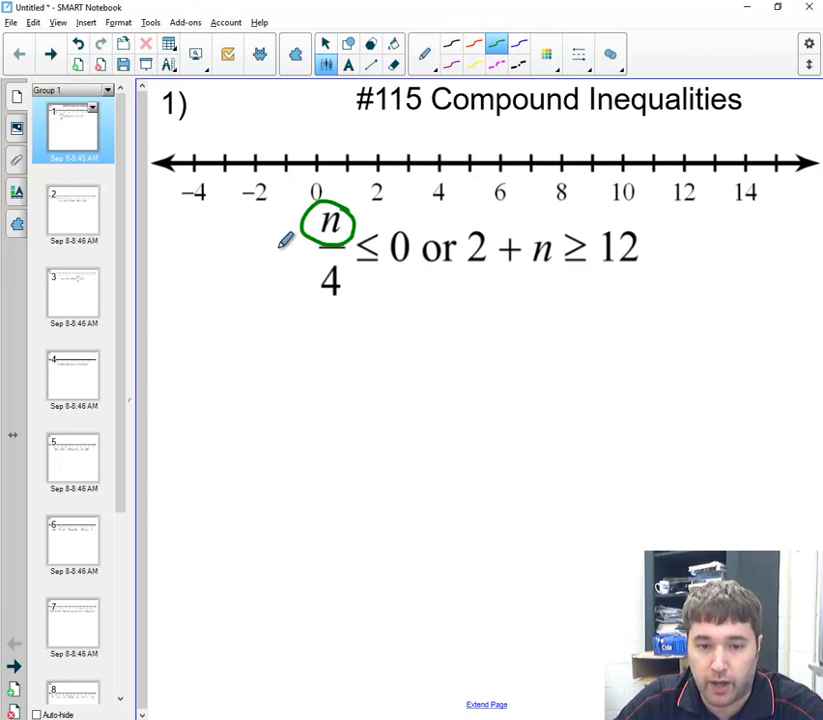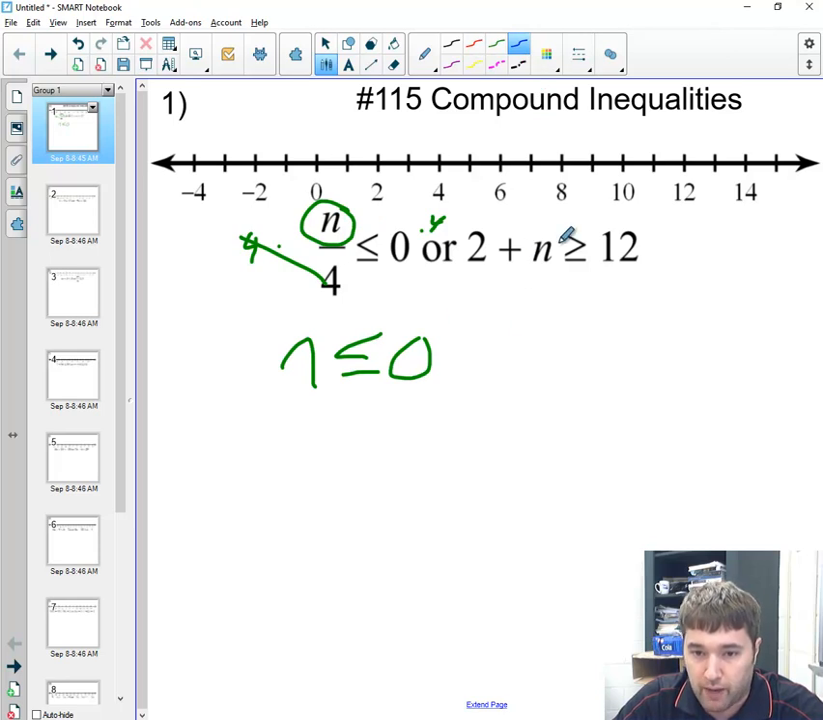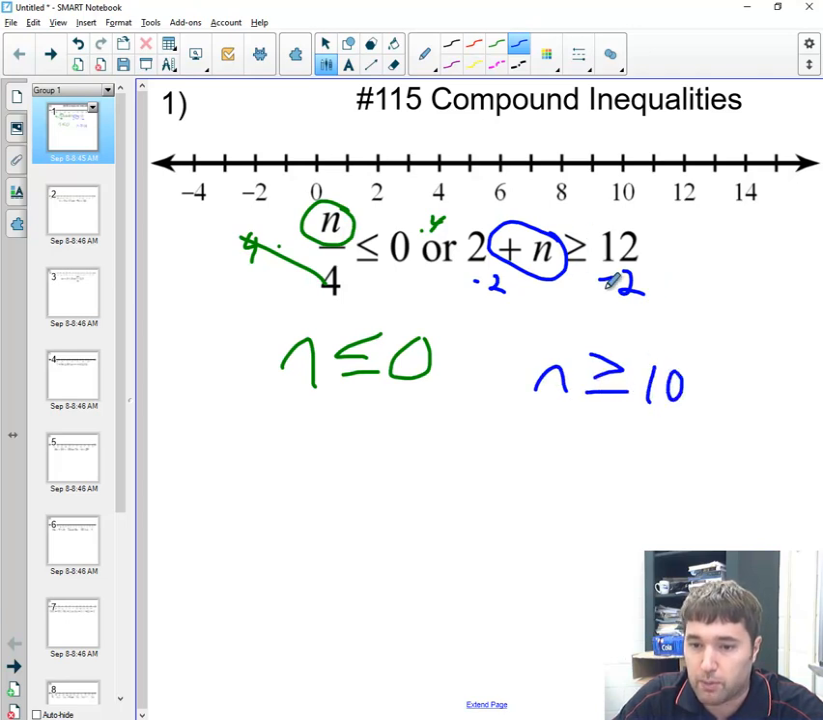Circle the variable, take care of the hater, multiply by 4 on both sides. We get n is less than or equal to 0 because 0 times 4 is 0, and these cancel out. On the other side, we have circle the variable, take care of the hater, subtract 2 from both sides. We get n is greater than or equal to 10. We don't flip the inequality because we're subtracting, we're not dividing.